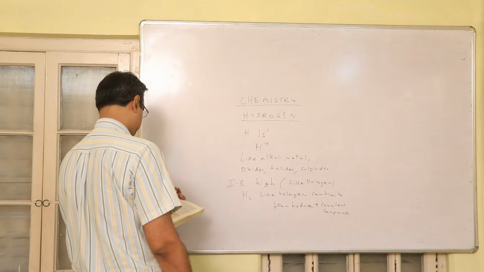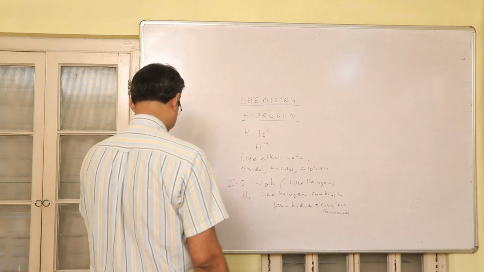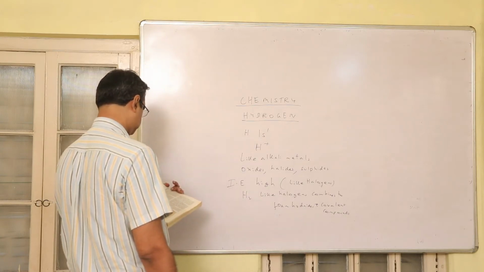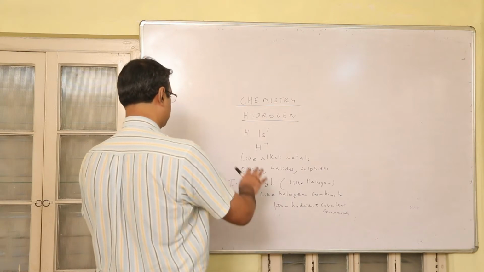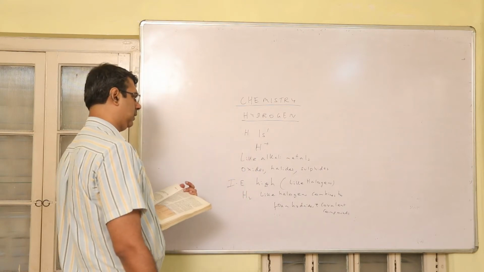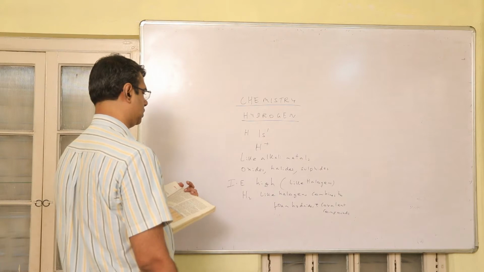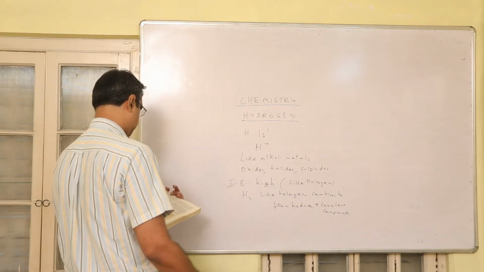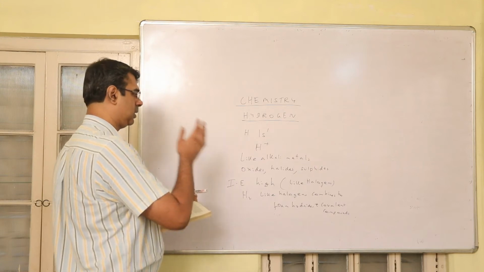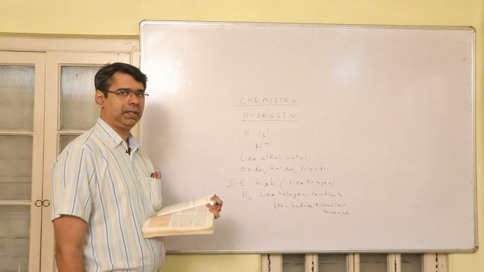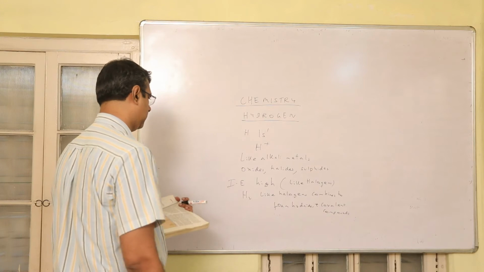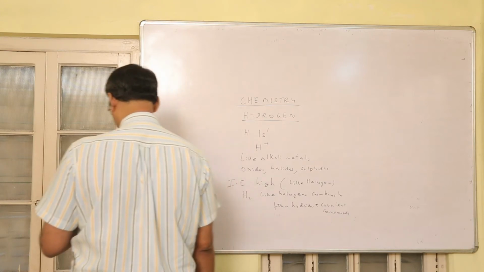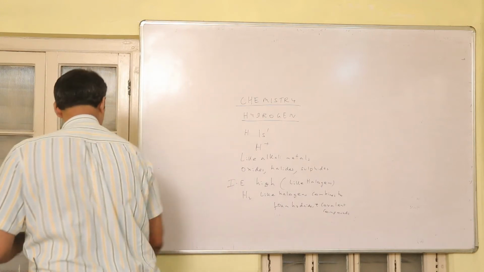So you can see one thing, that hydrogen has properties similar to alkali metals and also properties similar to halogens. So as a result, hydrogen is given a unique place in the periodic table. It is placed neither with the alkali metals nor with the halogens.